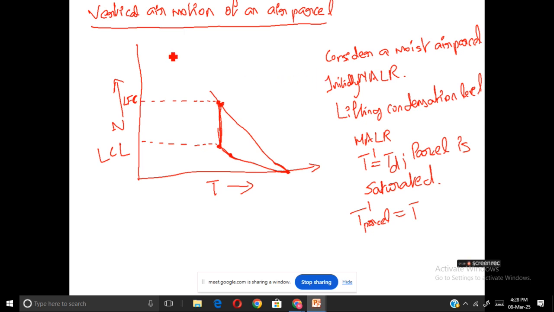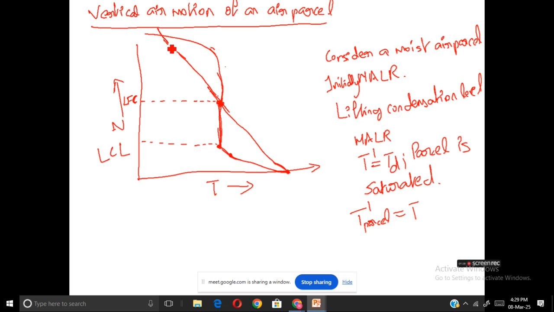And above this level, the temperature of the atmosphere keeps on decreasing. But due to condensation, as more and more heat is produced by the air parcel, eventually the temperature of the parcel will be higher than that of the environment. Once the condensation is over, it will start decreasing again.